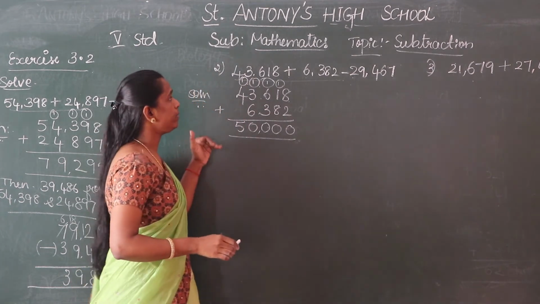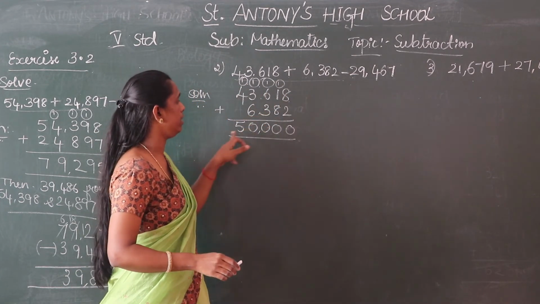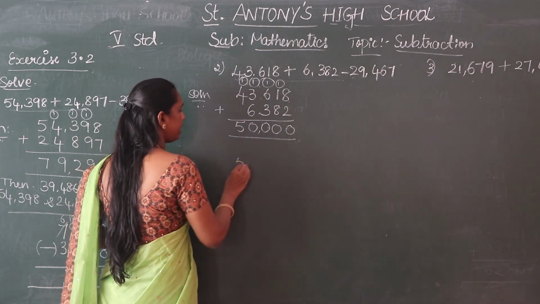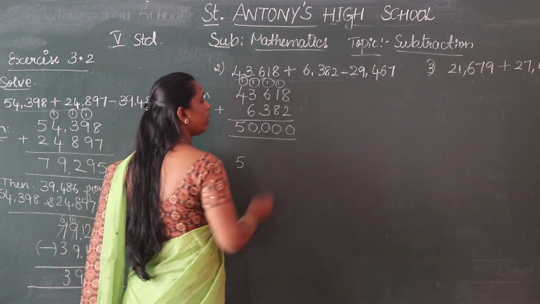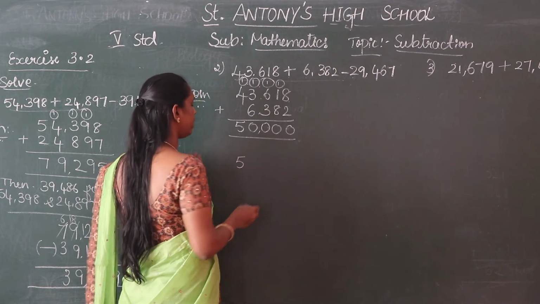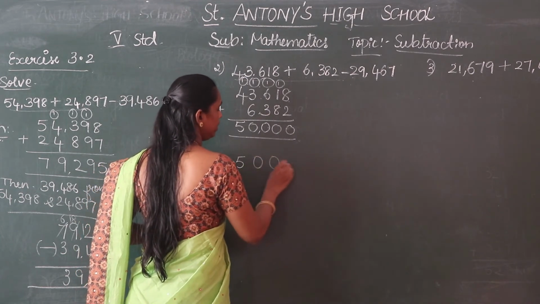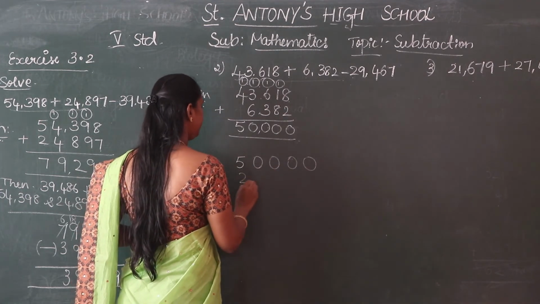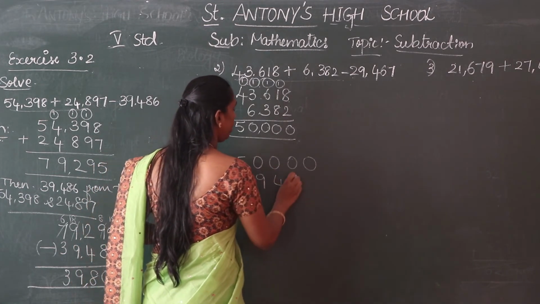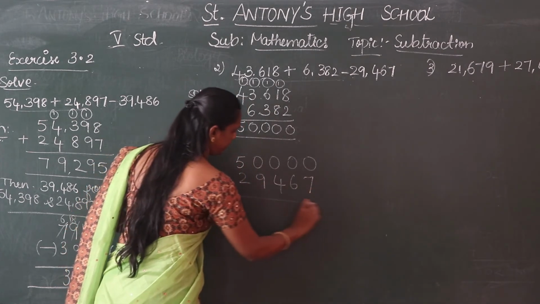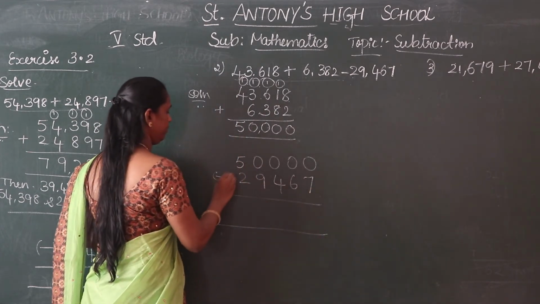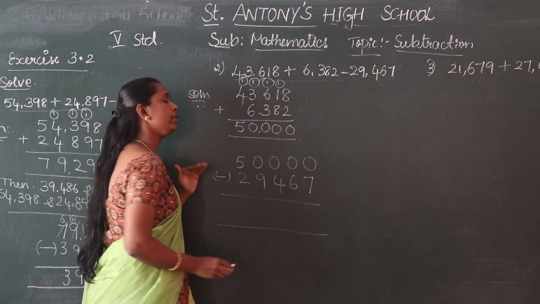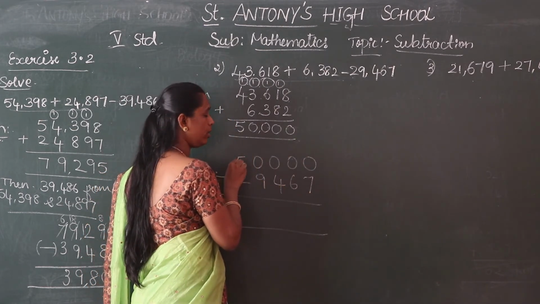Now we have to subtract this 29,467 from the sum of these two numbers. What is the sum here? 50,000. So subtract 29,467 from 50,000. 0 minus 7 is not possible. So take borrow from this 10,000 place.